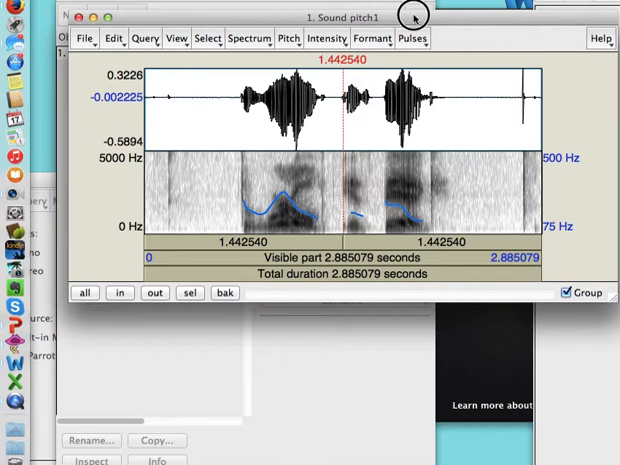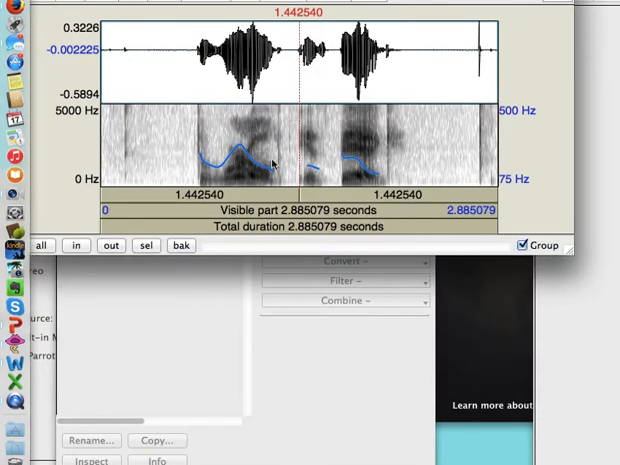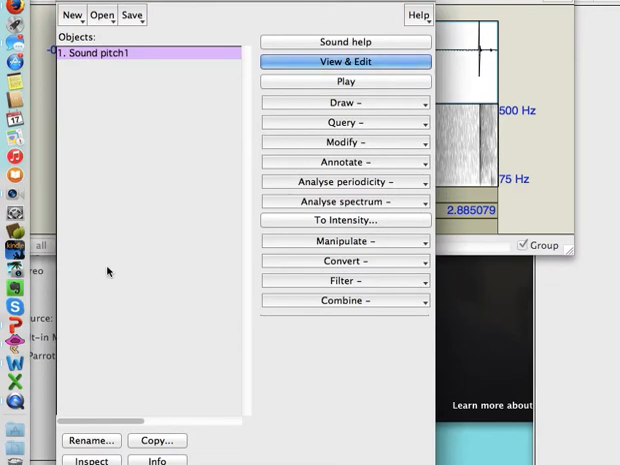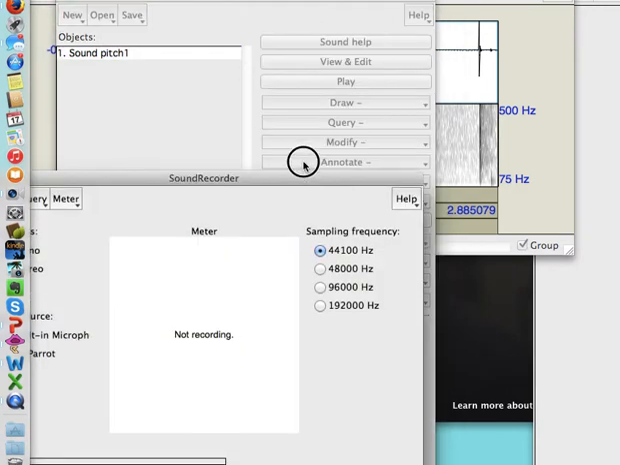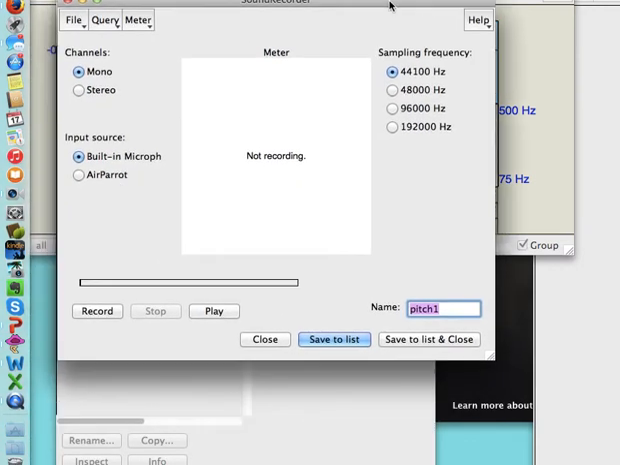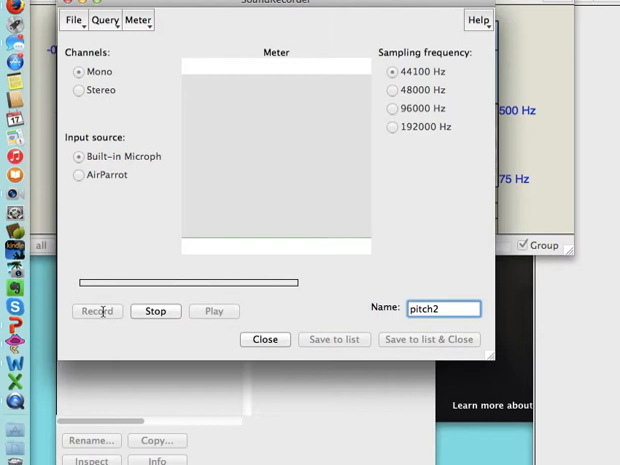Now I'm going to show you my sample 2 and compare the two results. Go to my sound recorder again, and I'm going to title this one pitch 2. The world is big.